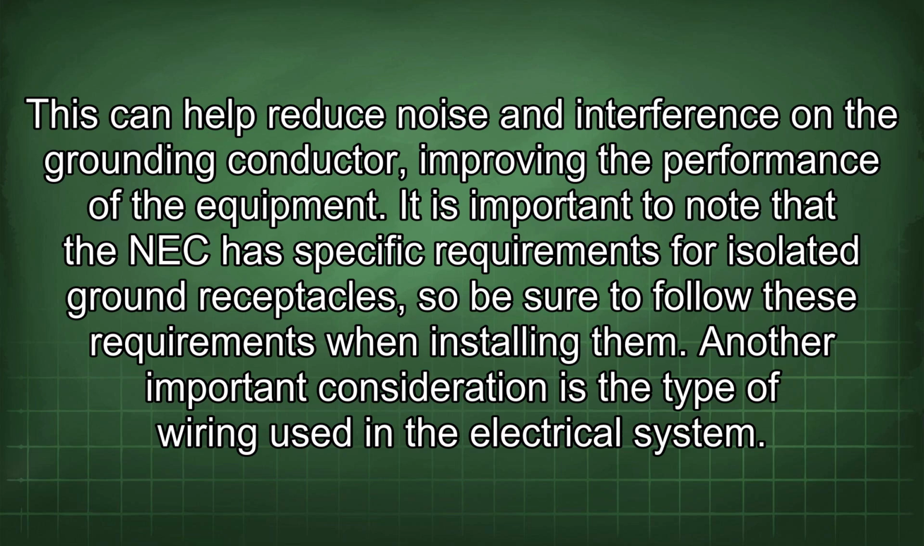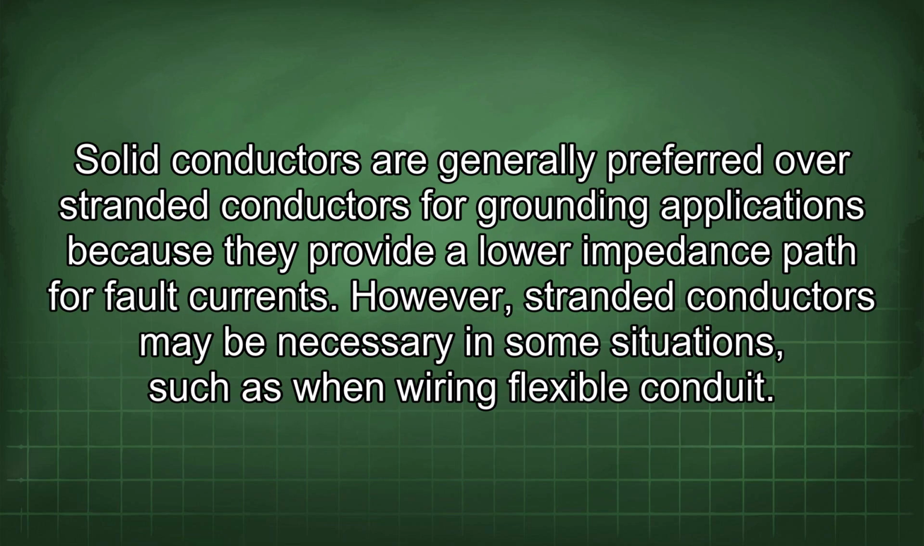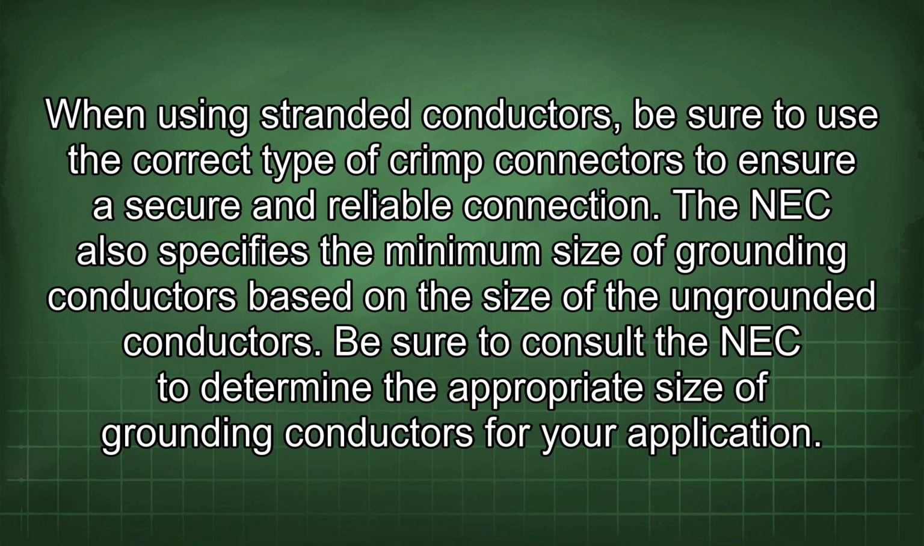Another important consideration is the type of wiring used in the electrical system. Solid conductors are generally preferred over stranded conductors for grounding applications because they provide a lower impedance path for fault currents. However, stranded conductors may be necessary in some situations, such as when wiring flexible conduit. When using stranded conductors, be sure to use the correct type of crimp connectors to ensure a secure and reliable connection. The NEC also specifies the minimum size of grounding conductors based on the size of the ungrounded conductors. Be sure to consult the NEC to determine the appropriate size of grounding conductors for your application.